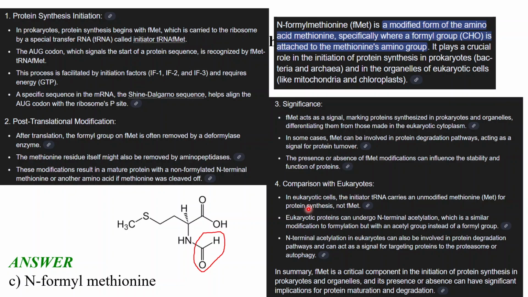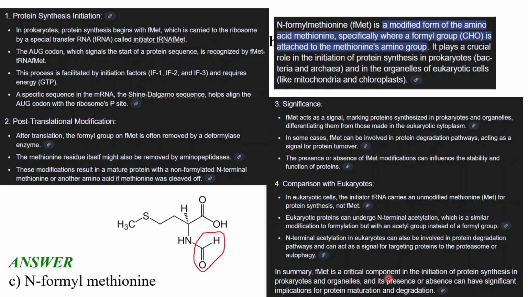Comparison with eukaryotes: in eukaryotic cells, the initiator tRNA carries an unmodified methionine for protein synthesis, not F-met. Eukaryotic proteins can undergo N-terminal acylation, which is a similar modification to formylation but with an acyl group instead of a formyl group. N-terminal acylation in eukaryotes can also be involved in protein degradation pathways and can act as a signal for targeting proteins to the proteasome or autophagy.